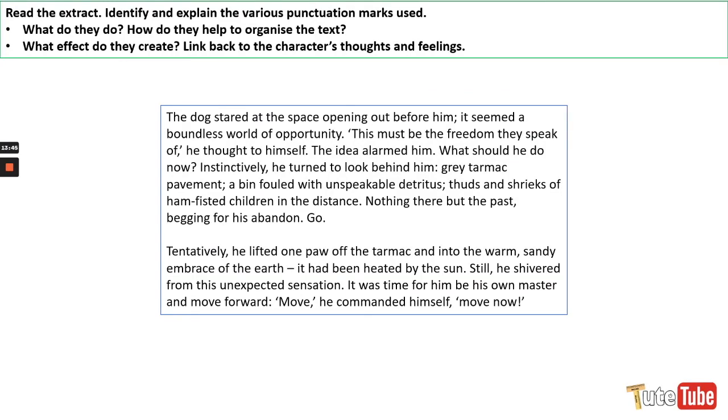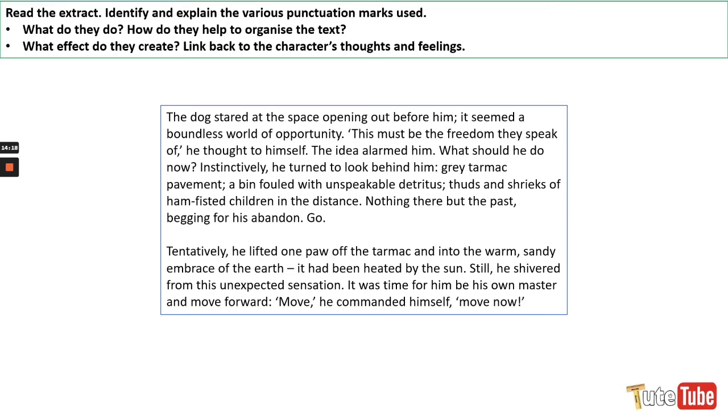So what I'd like you to do right now is we're going to read the extract together. I want you to identify and explain the various punctuation marks used. Think about what they do, how they help to organize the text, what effects they create, and link back to the character's thoughts and feelings. These are the kind of annotations that you want to make. So if you don't have this extract in front of you, if you don't have the booklet, maybe just list the punctuation that you can identify and then make notes on it next to it. So this is the extract.